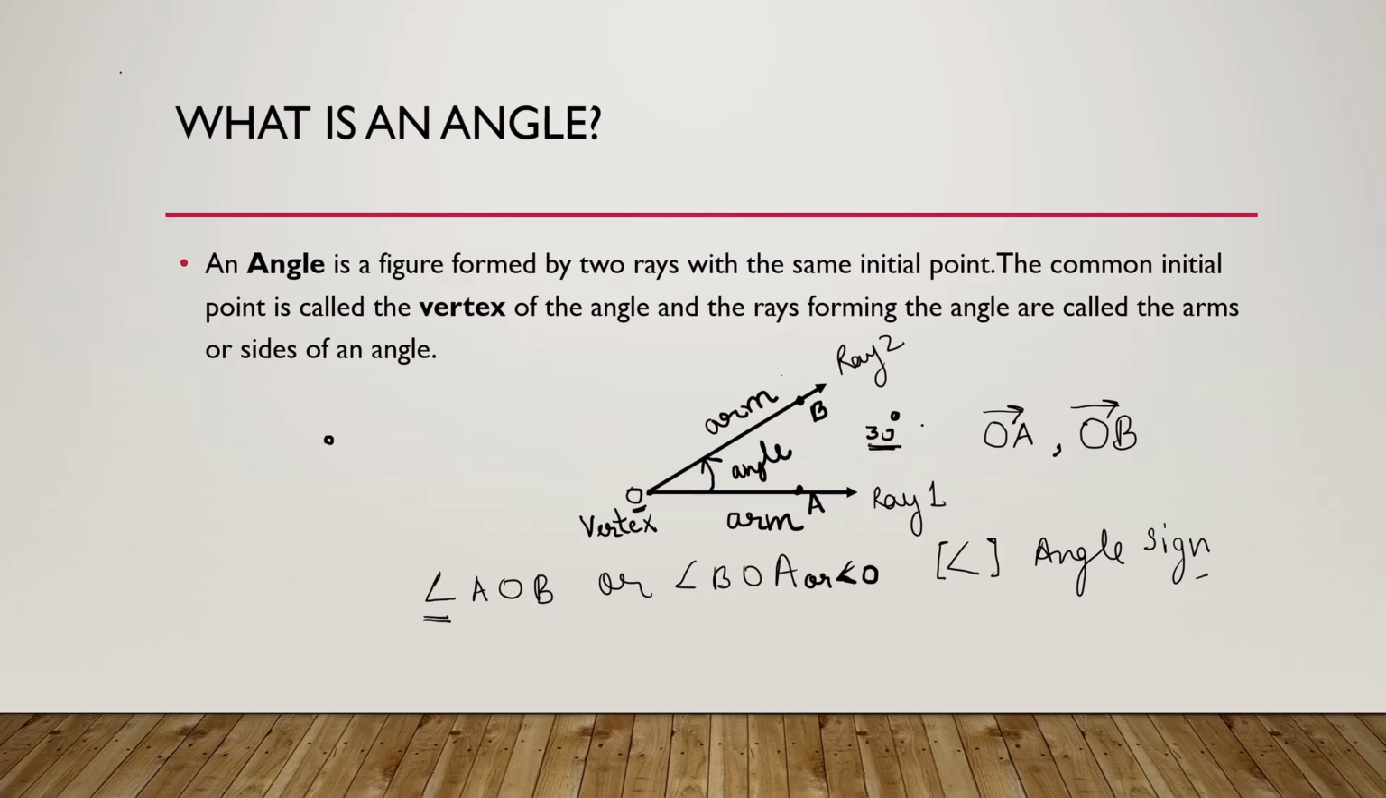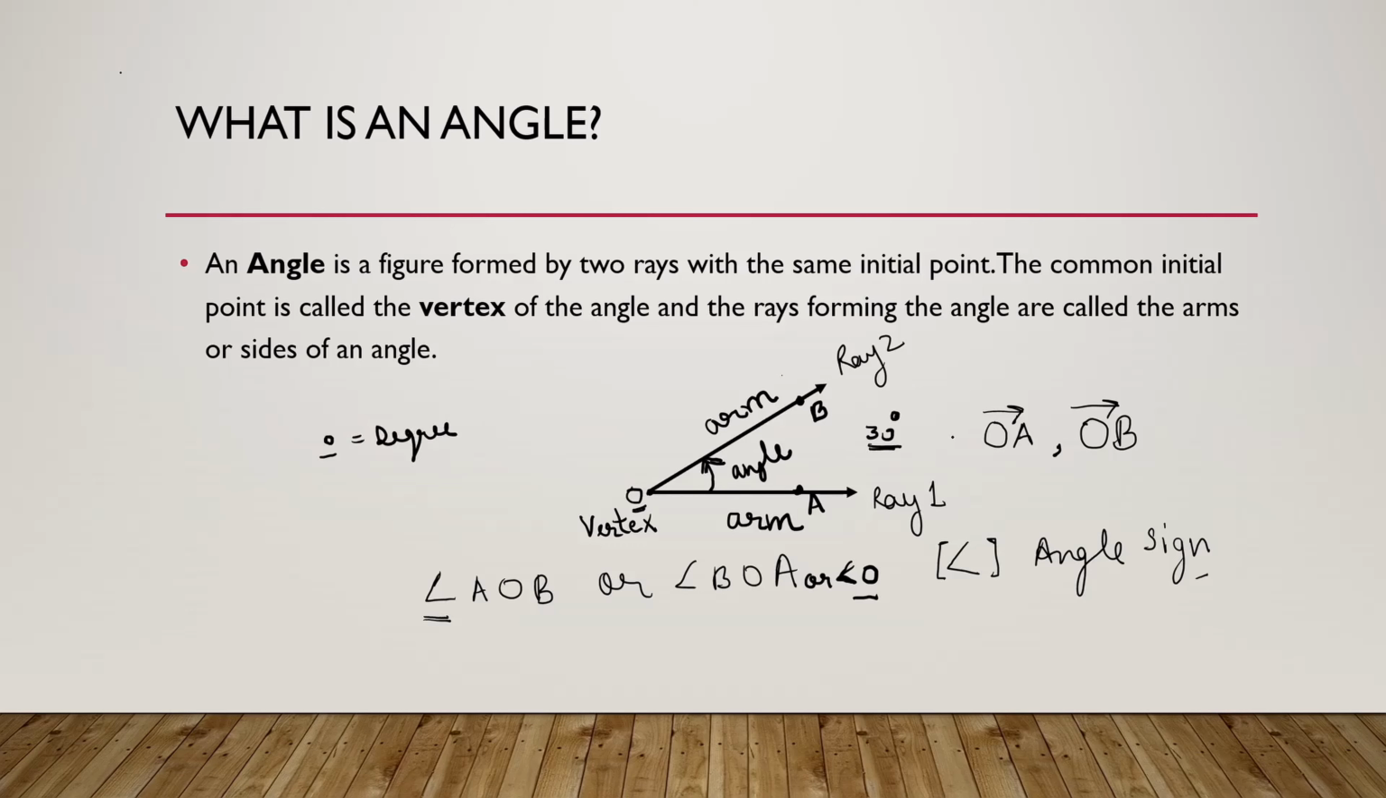So what is an angle? In this image you can see two rays forming an angle with the same initial point. We can call it angle AOB, angle BOA, or angle O. Here you can see two rays, ray OA and ray OB, and they have the same initial point. So this is called an angle. This measuring area is called an angle, and the unit for the angle is degree. We call this a degree.